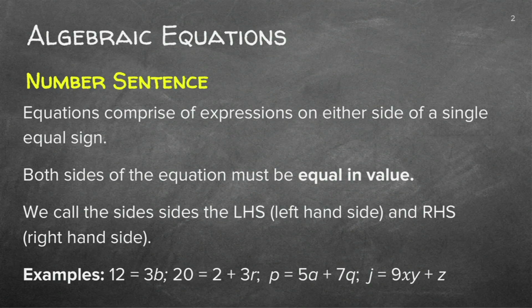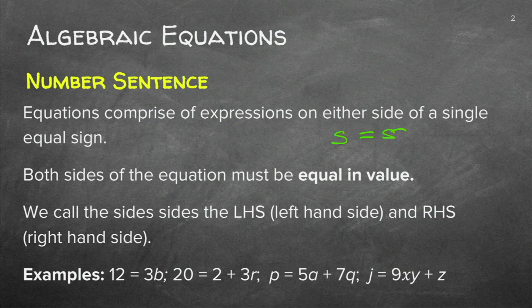So we cannot say 5 equals 5 if that is not true. Okay? So that is why we say it's equal. If it's not the same, then we must say it's not equal to. We call the sides the left-hand side and the right-hand side of the equation.